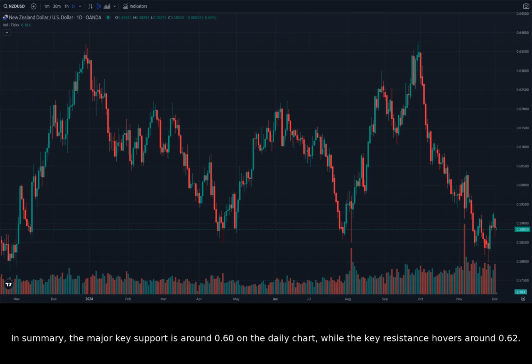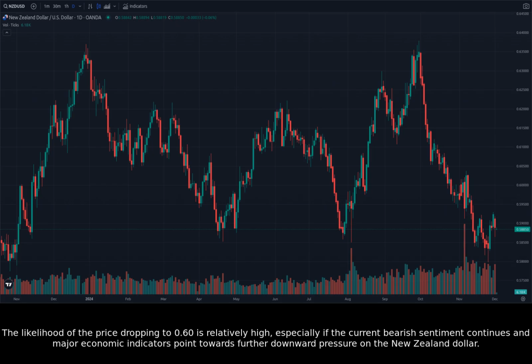In summary, the major key support is around 0.60 on the daily chart, while the key resistance hovers around 0.62. The likelihood of the price dropping to 0.60 is relatively high, especially if the current bearish sentiment continues and major economic indicators point towards further downward pressure on the New Zealand dollar.